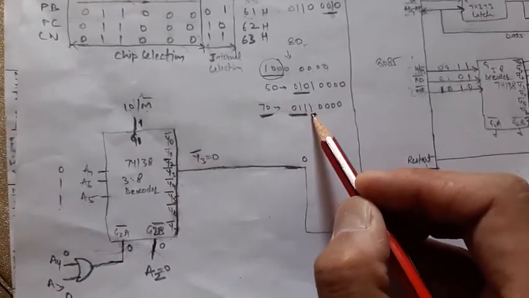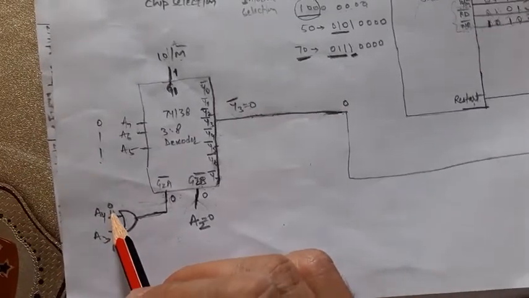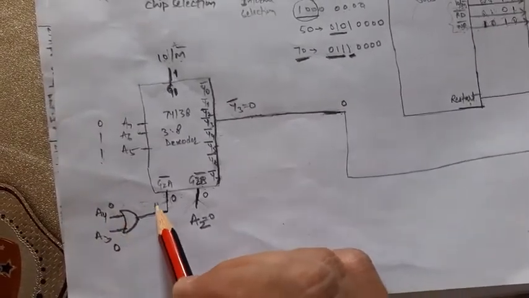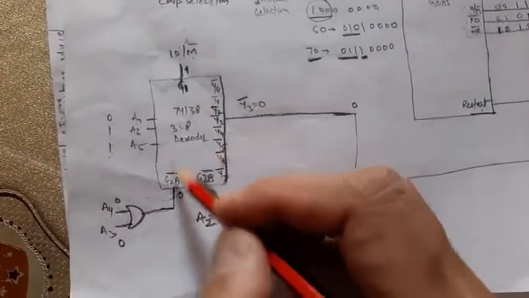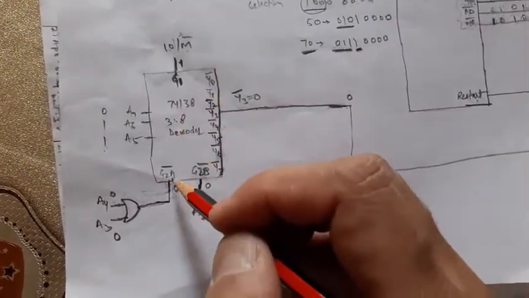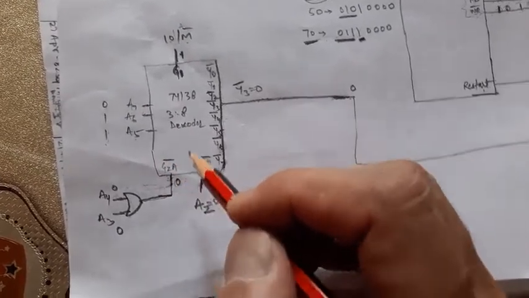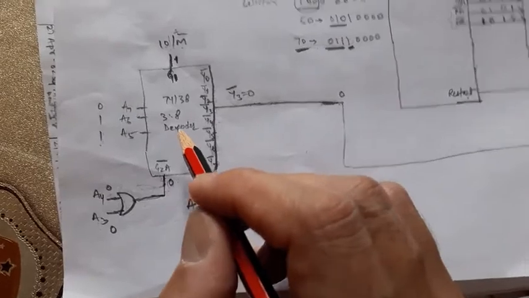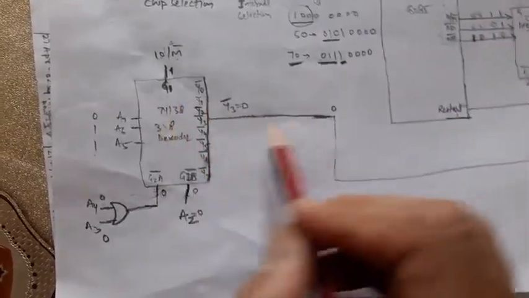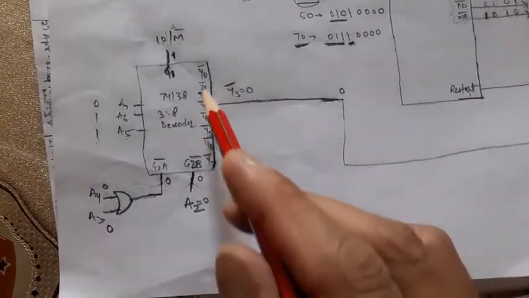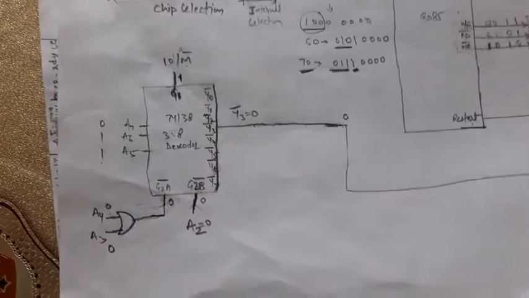Now this A4 is 1, but here in this case A4 is 0. So when we will give 1, then this OR gate will give 1 and this G2A bar will get the 1 for this 70 address, and this decoder will not be enabled because this G2A bar is an active low signal and it should have 0 value. So for this address 70, this chip will not be selected because this Y3 bar is there but this decoder is not enabled.